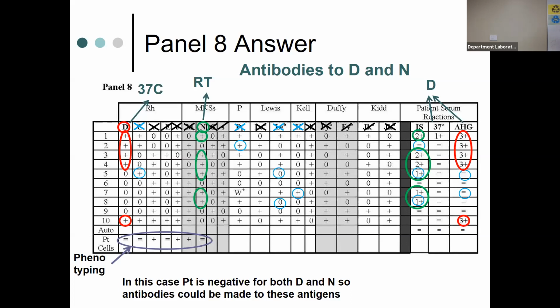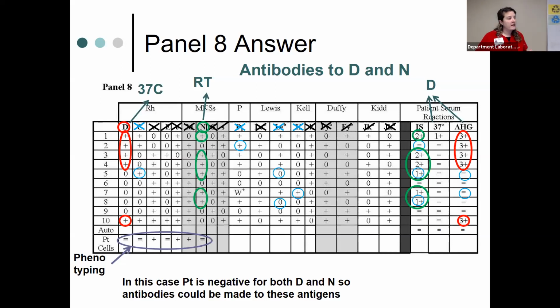If this were a real panel from a real manufacturer, you would have your Wiener nomenclature listed right here next to the cell, and you could figure out, oh, that's an R2 cell, that's why I'm picking it up at 37 degrees. Does that make sense to everybody? It has to do with the strength of the D antigen expression on that cell. Cell number 1 is probably stronger than our other panel cells. Okay.